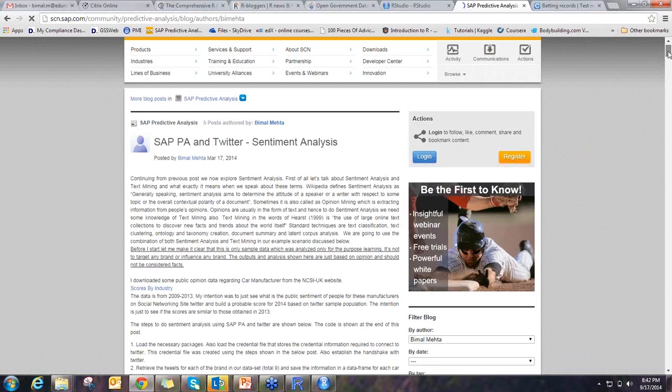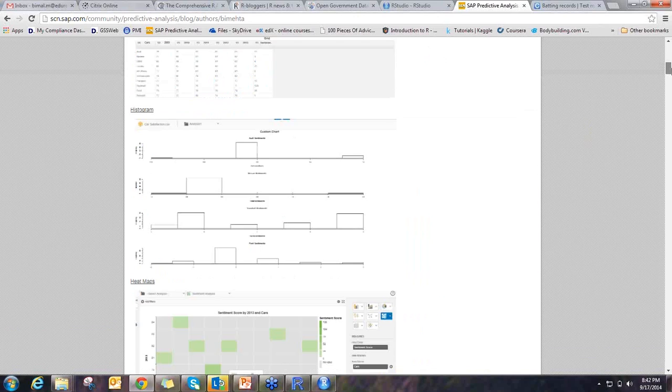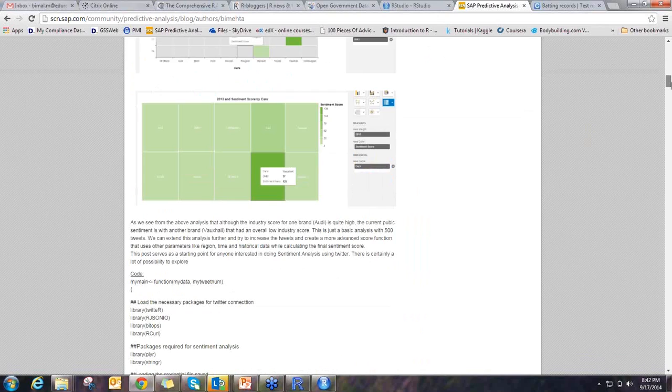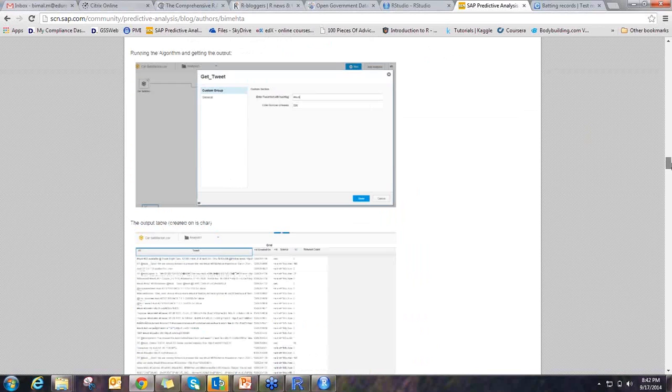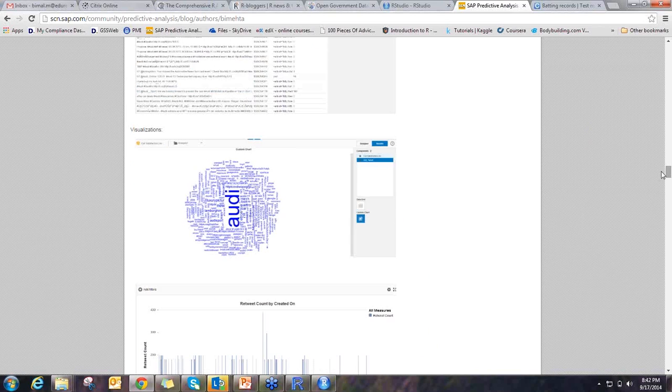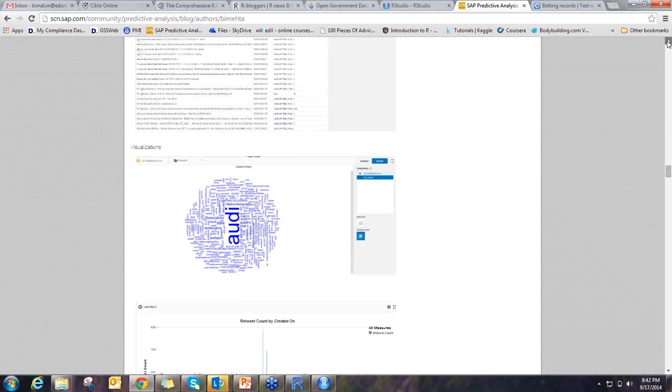So this is the thing here. If you go here, this was a small project that I did. I had taken Twitter data and used HANA and SAP to do sentiment analysis. Based on that sentiment analysis, I also built a word cloud around it. If you see here, this is the word cloud. All this was done using R code.